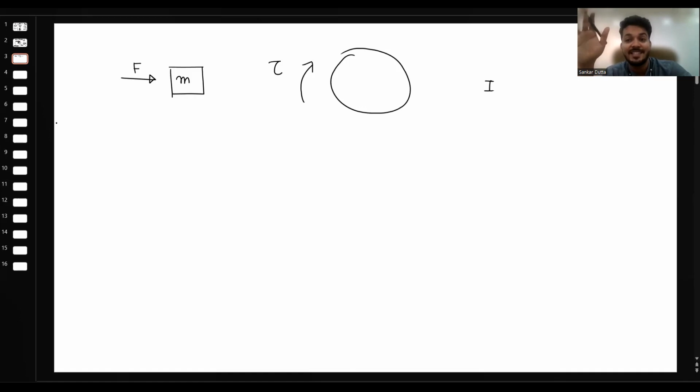Please let me know if you got the significance of what moment of inertia is. Yes, I got it. Got it?